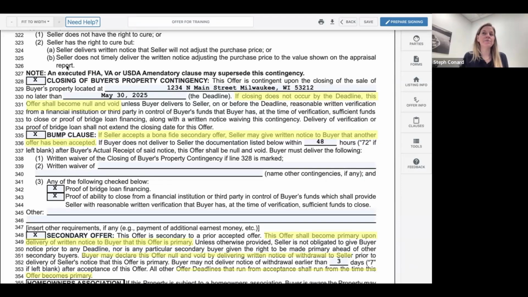So you can see how it's kind of a win-win for both, in the sense that, okay, Mr. Seller, I know it's risky for you to accept this home close contingency, but let's make it more palatable for you by including this bump clause.